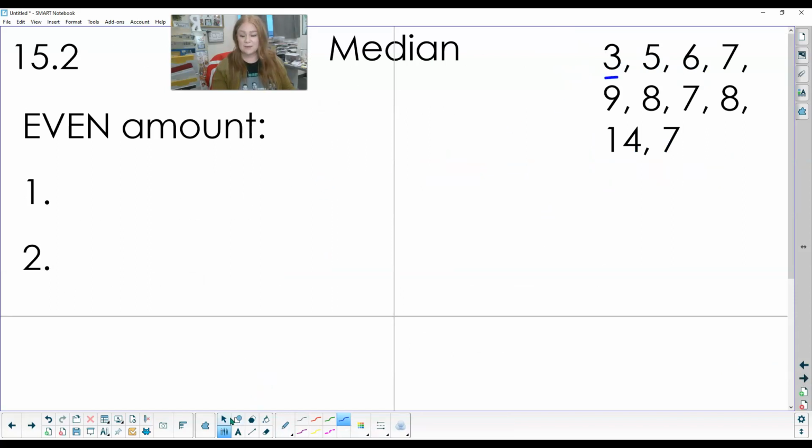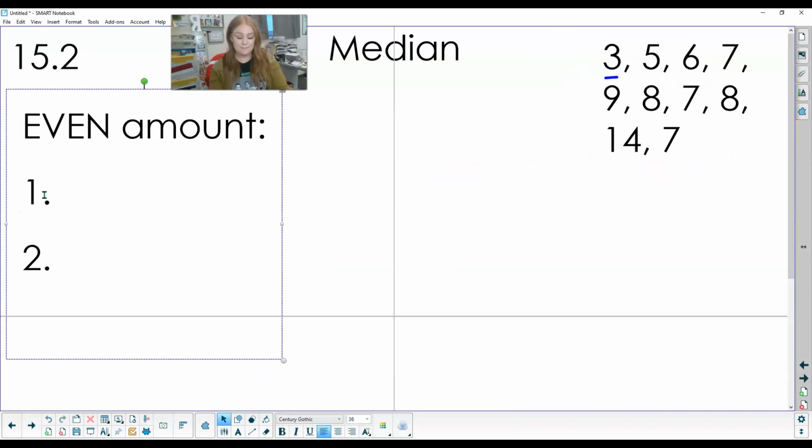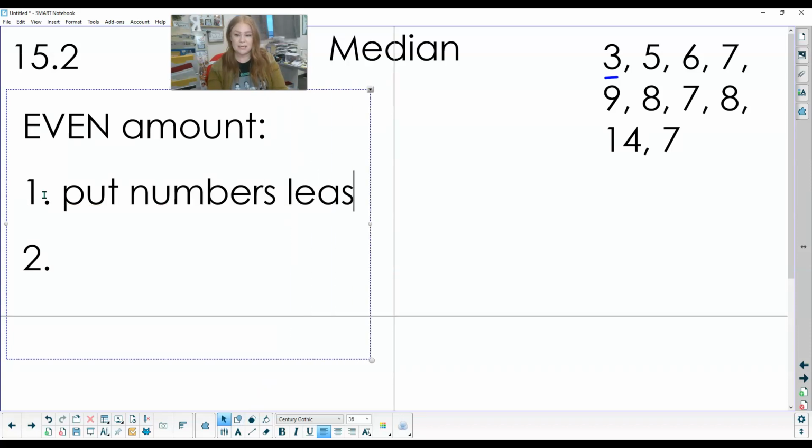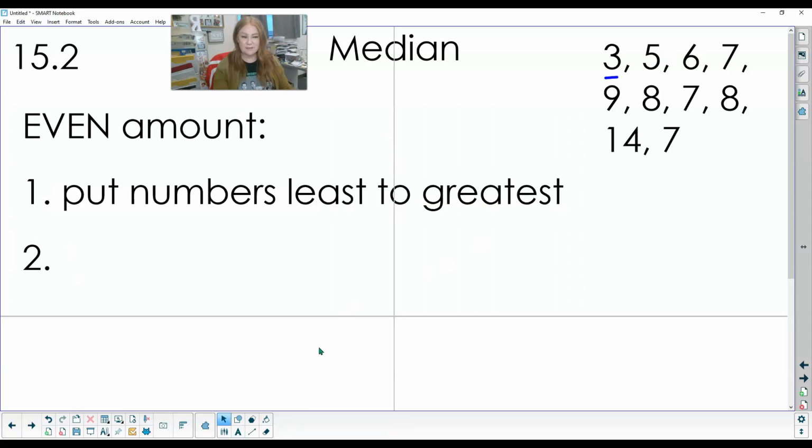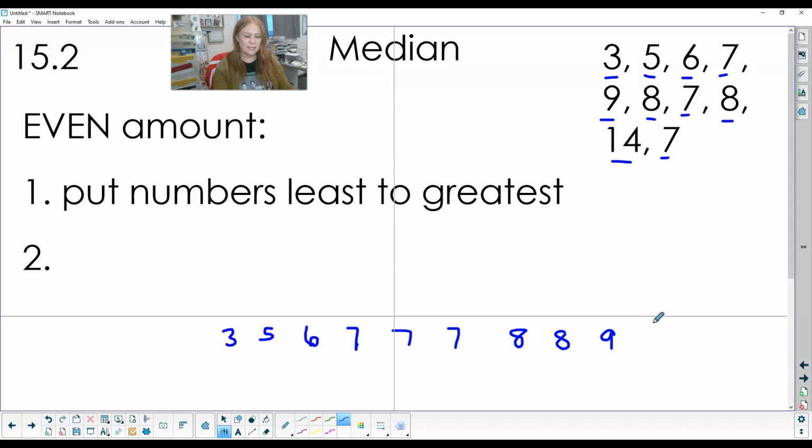So same thing, right? First we have to put numbers least to greatest. So let's try that right down here. I'm seeing 3 is my lowest, and then I have a 5, leaving a little space in case I find a missing one. So 6, 7, 7, 7, 7, 7, 7, 8 and 8, 8, 8, and we've got a 9 and a 14.